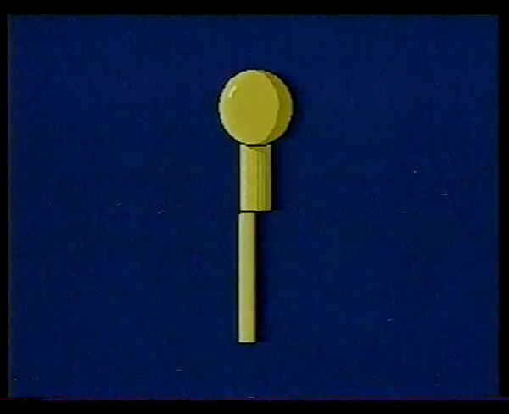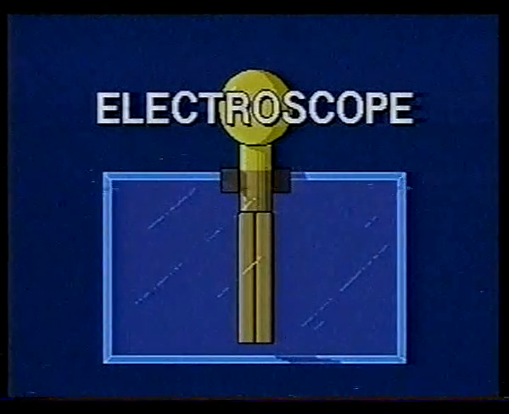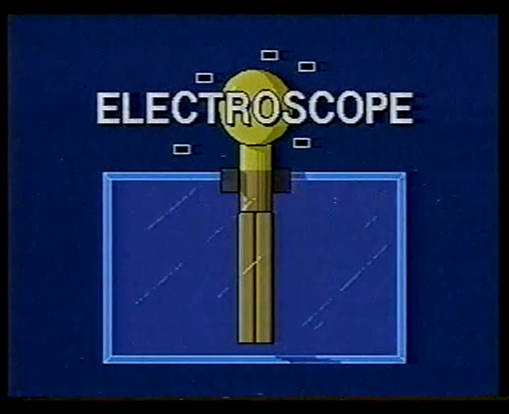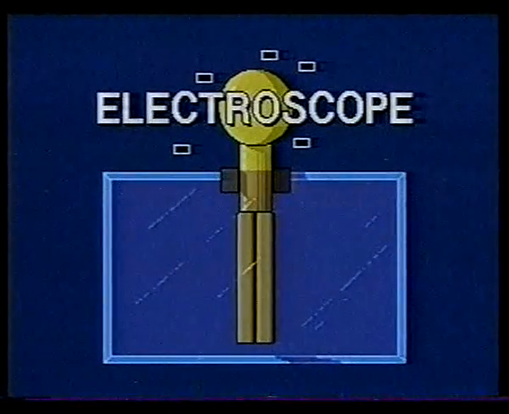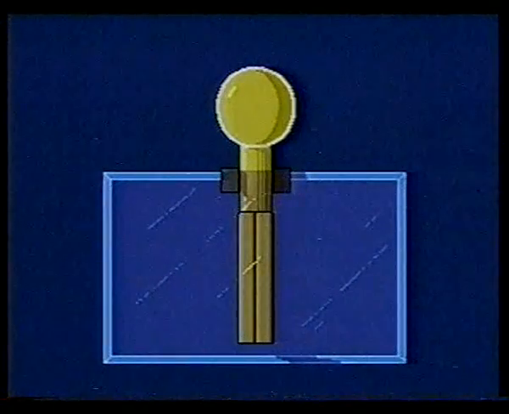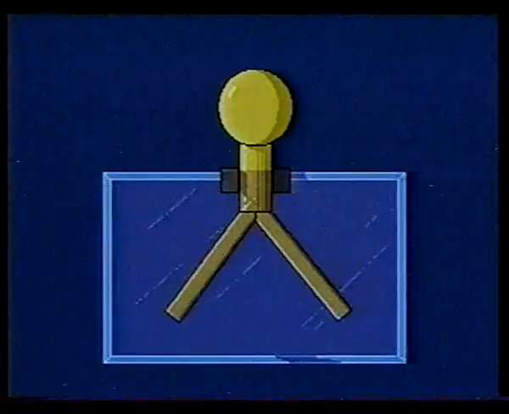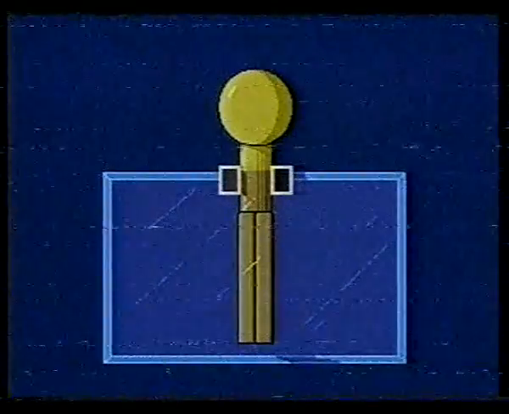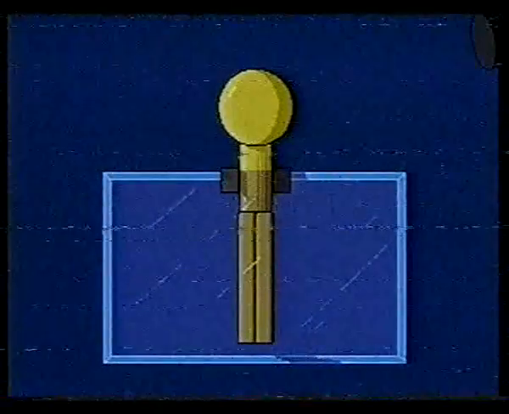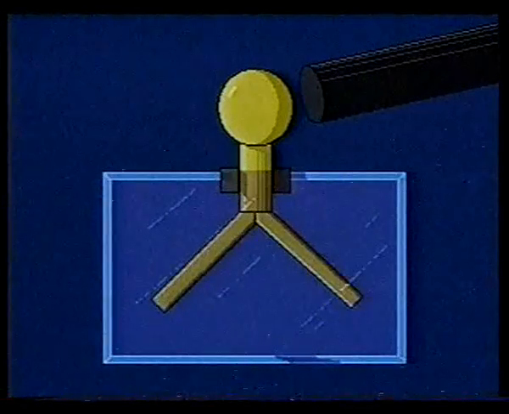How do we know when an object is charged? The metal leaf electroscope can detect charge, even in very small amounts. It consists of a metal shaft, which has a knob on one end and very delicate metal leaves on the other. The shaft is insulated from the container which encloses it. When the knob is touched by a charged object, look what happens.